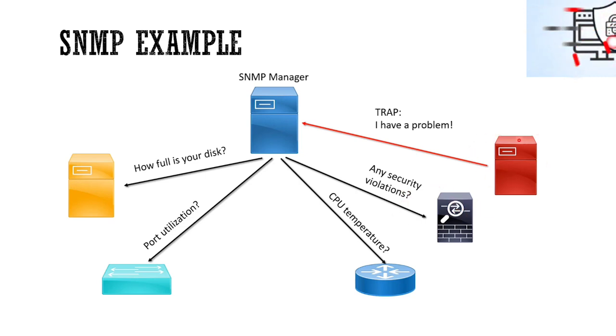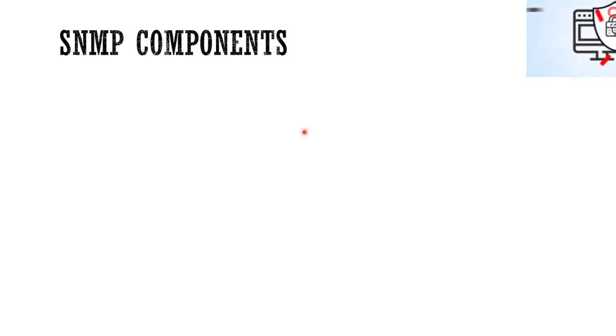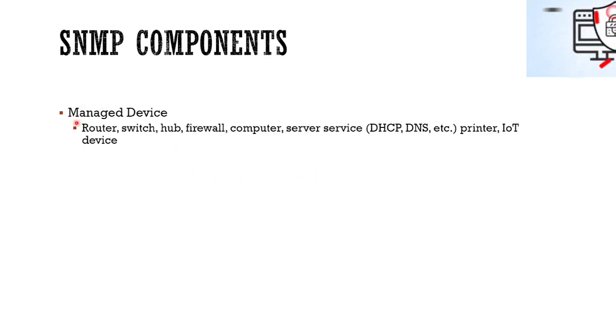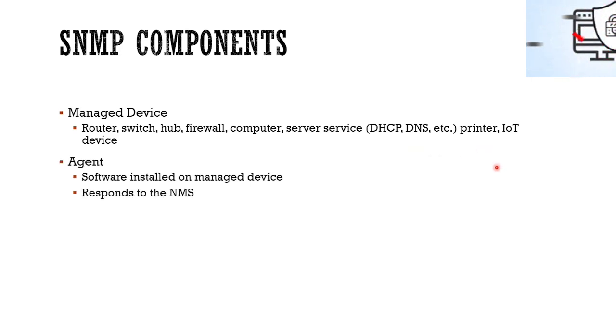The components of SNMP are, you'll have the device, what we call the managed device. Router, switch, hub, firewall, computer, service on a server, like DHCP, DNS, whatever, printer, IoT device, something like that. It's going to have that little agent, which is simple software installed on it, which will respond to the network management system, the NMS. The network management system is software installed on some kind of dedicated monitoring computer.